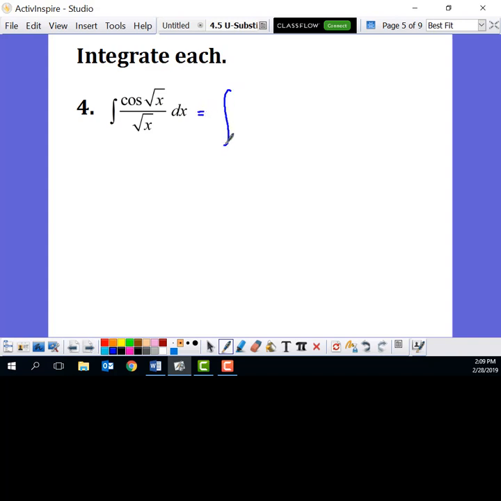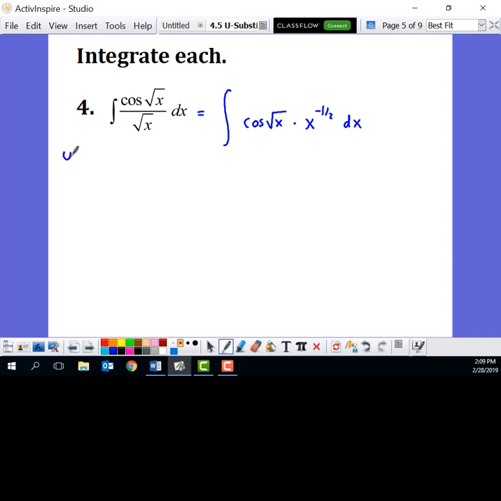Okay, I understand that. So first thing I'm going to do is rewrite this as the cosine of square root of x times x to the negative 1/2 dx. I did two things there. I thought of the square root of x as x to the 1/2, and then I moved that term up to the numerator to get it to be x to the negative 1/2.